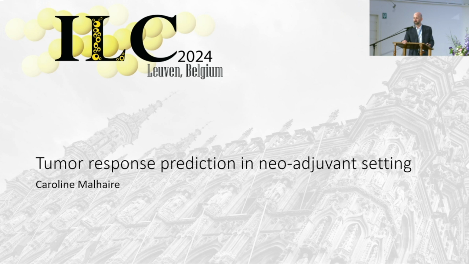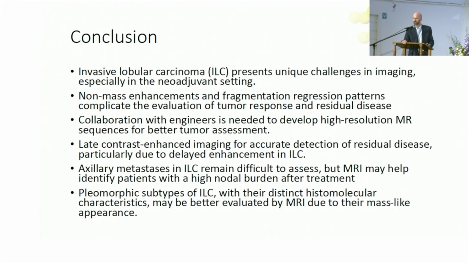We then had a dedicated talk on neoadjuvant response prediction. And conclusions here are again that lobular carcinoma poses a challenge in the neoadjuvant setting as well. We can go to the bottom. I thought this was interesting and something we're thinking about, that the pleomorphic subtype of lobular breast cancer tends to show up better on MRI than other subtypes as well, but that we need to be aware of all of this, and contrast-enhanced imaging is really key.